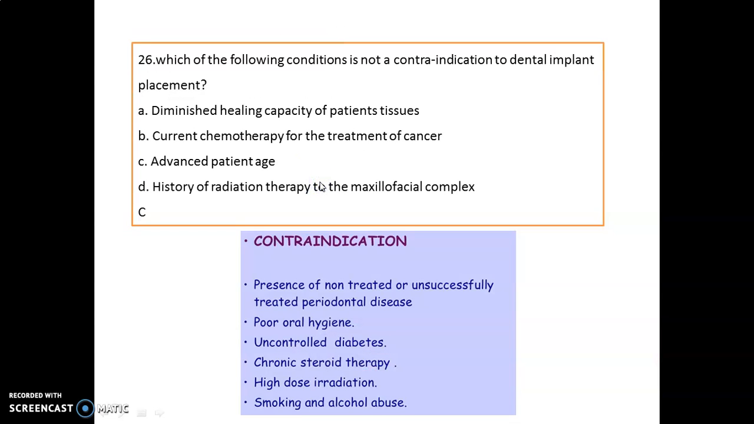Which of the following conditions is not a contraindication to dental implant placement? The question is about what is not a contraindication. Advanced patient age is not, but diminished healing capacity, like in diabetes, or if chemotherapy or radiotherapy is going on, the implant is contraindicated. Other contraindications are presence of untreated or unsuccessfully treated periodontal disease, poor oral hygiene, diabetes, chronic steroid therapy, high dose irradiation, and even smoking and alcohol abuse is a contraindication for dental implant placement.